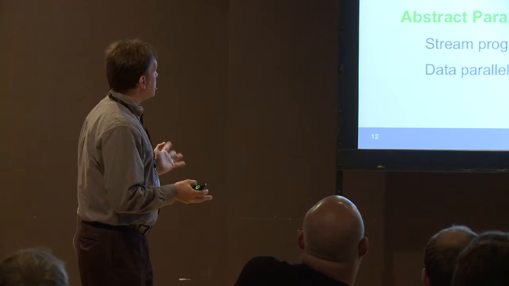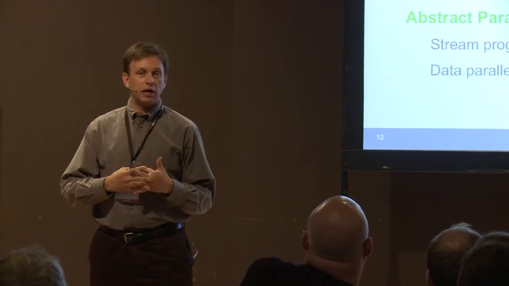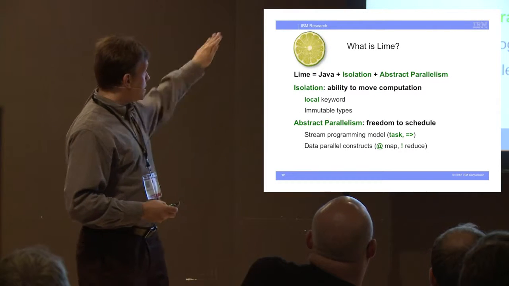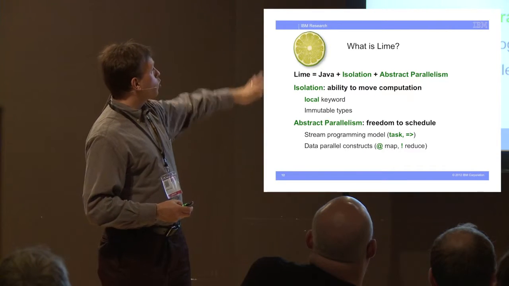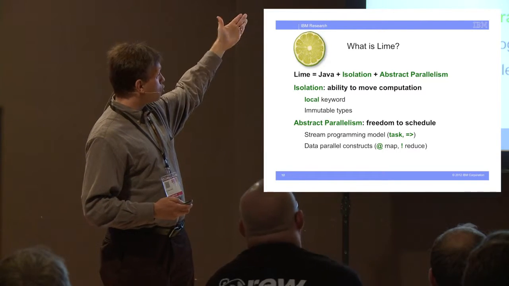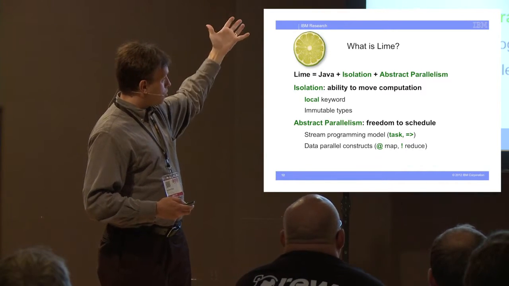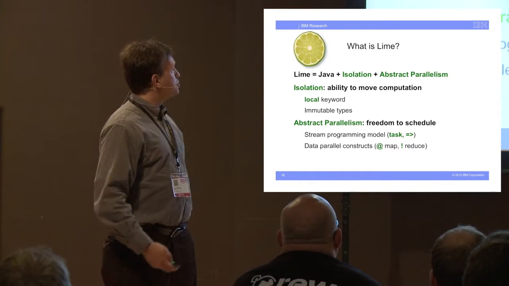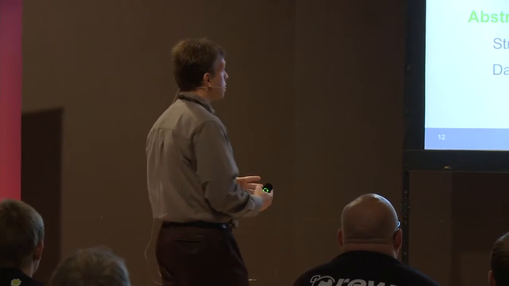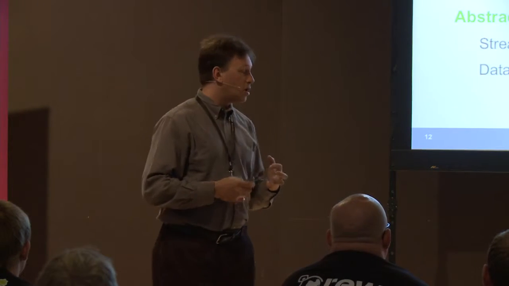So what is Lime? Lime, at a very high level, is very much like Java, but we add a couple of other constructs which allow us to compile down to these devices, which basically fall into two categories. One is isolation. Isolation is extra information to Java code which allows us to move computation around. And I'll show you some of the Lime constructs, the local keyword and immutable types, which enforce isolation on parts of the language which allow us to accelerate it. And then a lot of it's about abstract parallelism. In order for the compiler to exploit highly parallel hardware and to move and schedule computation around, it needs to have a very good idea of the parallelism.